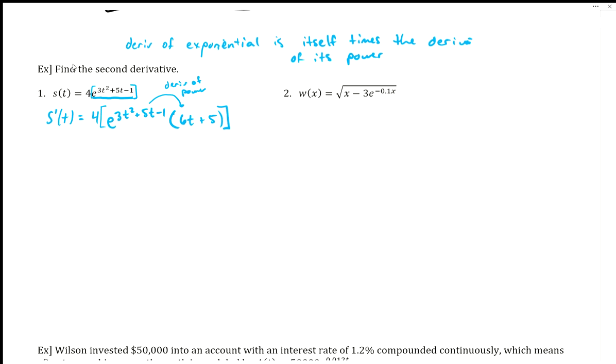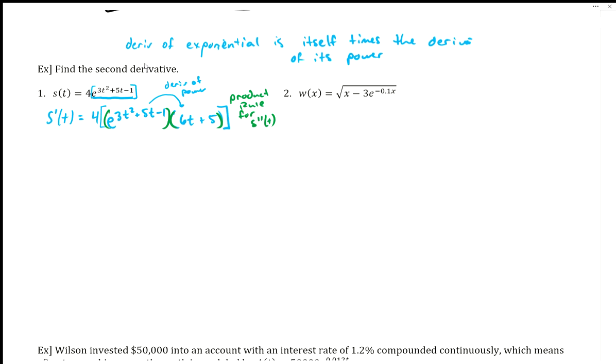Now we need to find the second derivative. Now notice the second derivative will require the product rule. So we have this times this inside there. Again, the 4 is just hanging out, so the 4 is just going to be waiting. Okay, so we need to do the product rule for the second derivative, for s double prime of t. Okay, so let's get down to business with that.